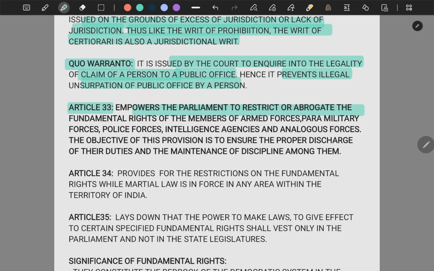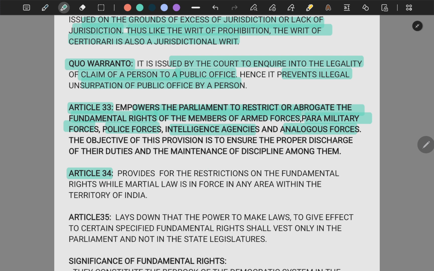It empowers the Parliament to restrict or abrogate the fundamental rights of members of armed forces, paramilitary forces, police forces, intelligence agencies, and analogous forces. The objective of this provision is to ensure the proper discharge of their duties and the maintenance of discipline amongst them. Article 33 is about the armed forces and others related to the defense of India. So to make sure that they do all these duties properly, the Parliament is empowered to restrict their fundamental rights. And next is Article 34.